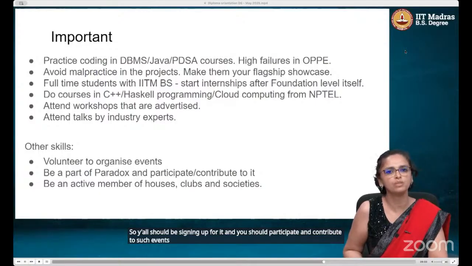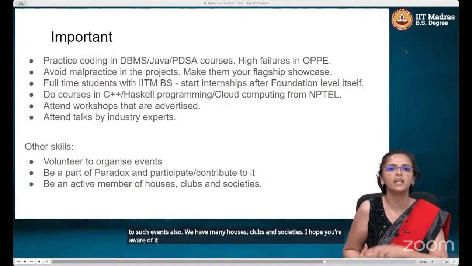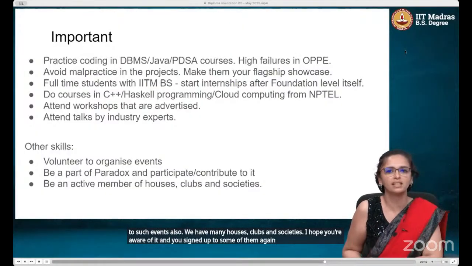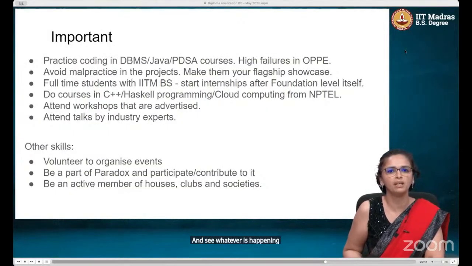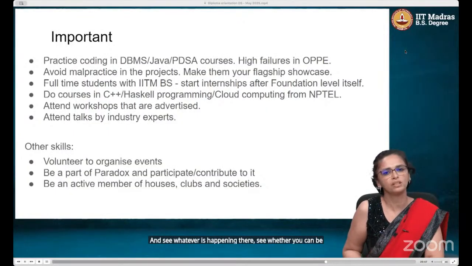We have many houses, clubs and societies. I hope you're aware of it and you signed up to some of them. Again, participate in events that they organize, and see whatever is happening there. See whether you can be at least a participant, if not an organizer.